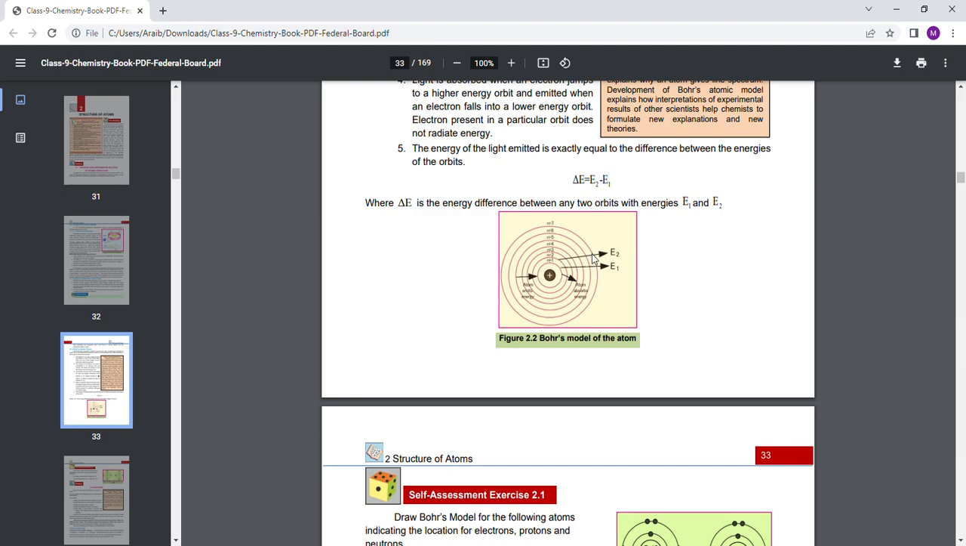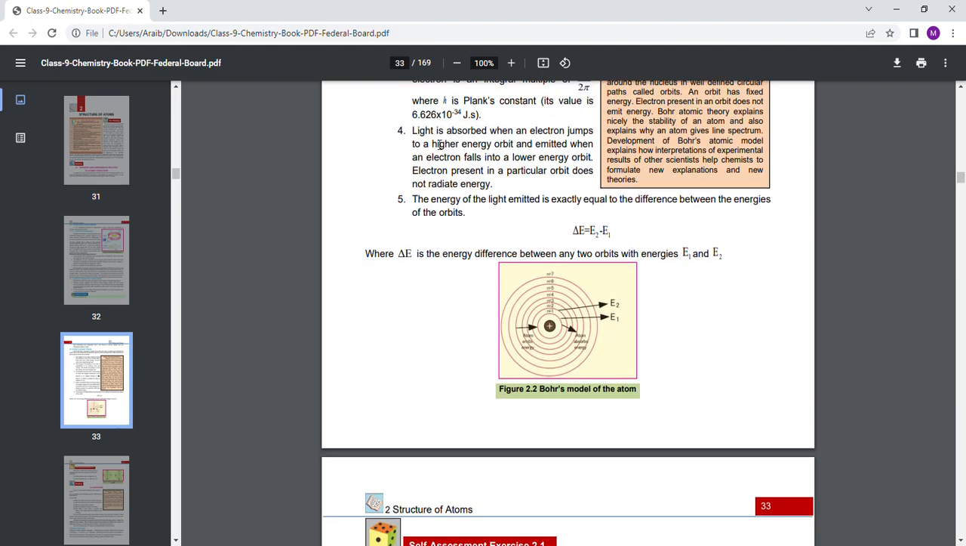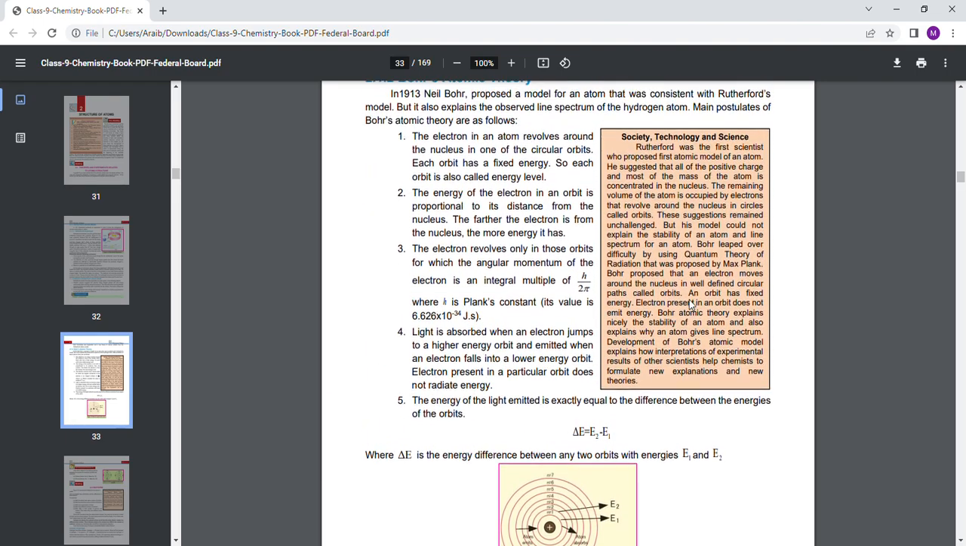If an electron jumps from higher to lower, it releases energy. No, let me read again. Light is absorbed when an electron jumps to a higher energy level. When an electron jumps from the first orbit to the second, energy is absorbed. When it jumps from the outermost orbit to the lowermost, energy is released. So these are the two models.